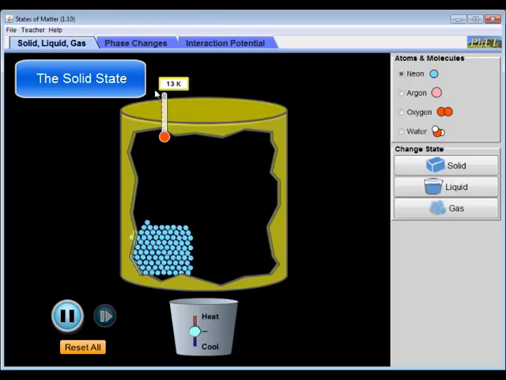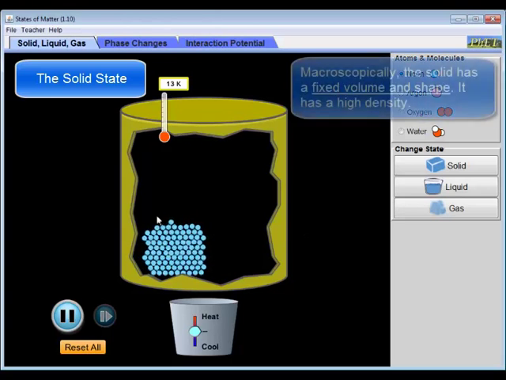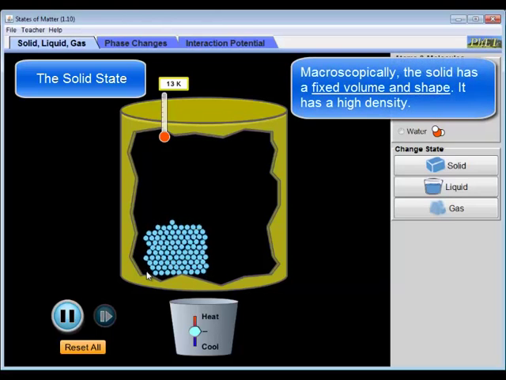And we'll do this by looking at a small sample of neon in its solid state. It's at 13 Kelvin at the moment, which is very cold. And at that temperature, neon is in its solid state. And so what we can say, first of all, is that macroscopically this sample of neon appears to have a fixed shape and a fixed volume. The density is high.